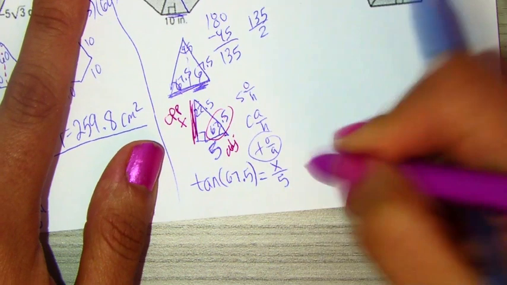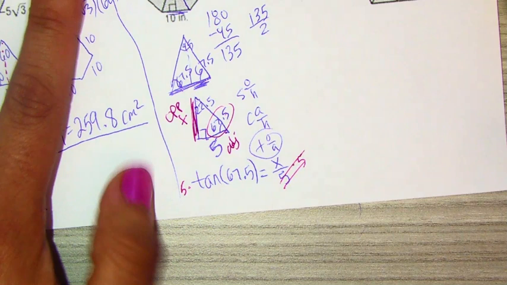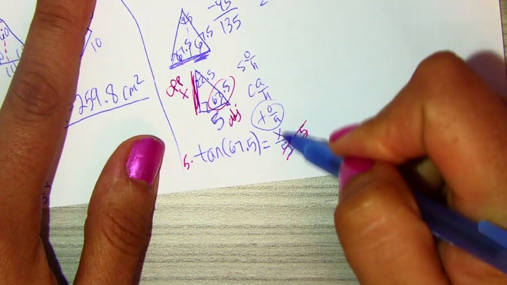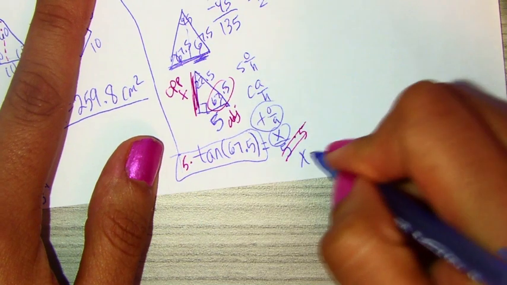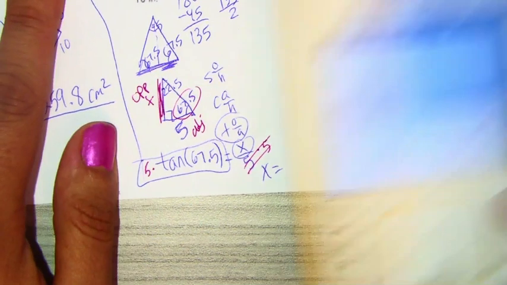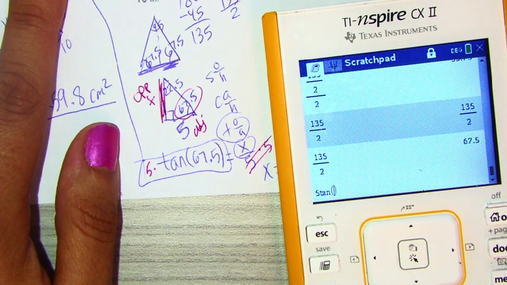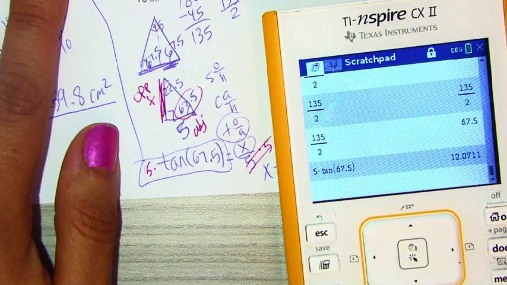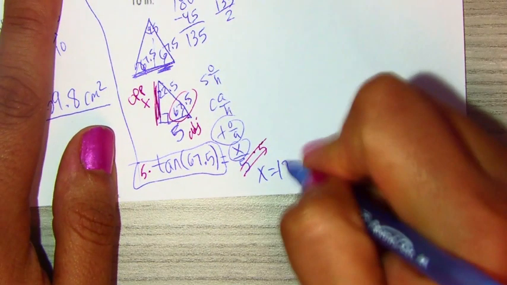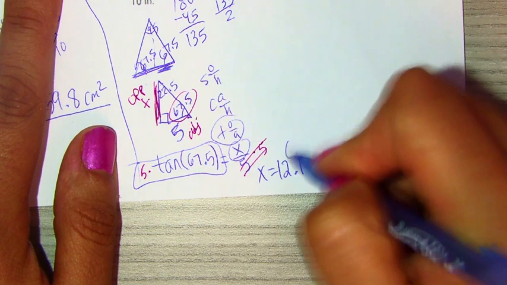And then you're going to multiply both sides times 5. Cancels that, and that leaves you with x. So type that in the calculator together, and that should give you the x value. So we're going to type 5 tangent 67.5. And it's 12.1 if we round it. And that again is the apothem.